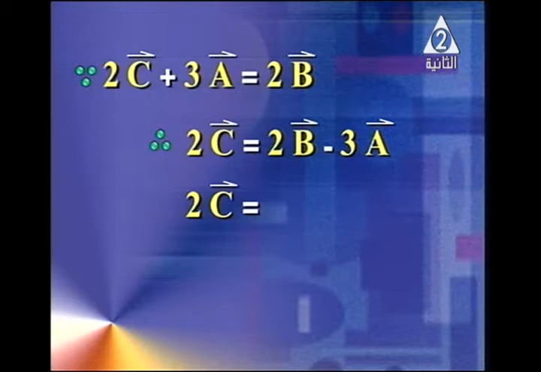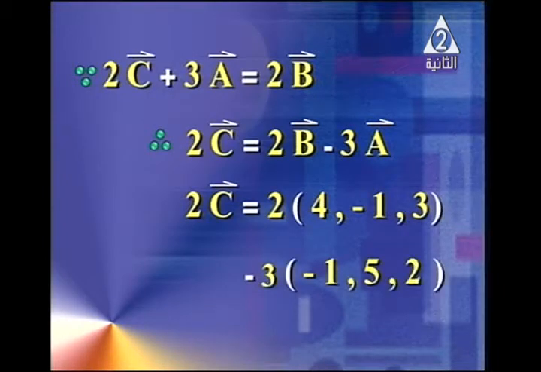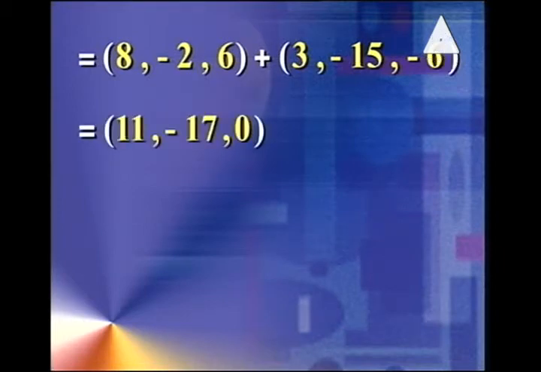Then 2C vector equals 2 times B vector (4, -1, 3) minus 3 multiplied by (-1, 5, 2). Then 2C vector equals (8, -2, 6) plus vector (3, -15, -6). Answer is (11, -17, 0).